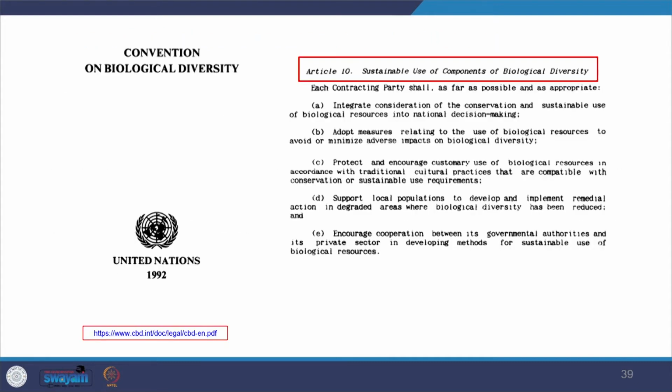It emphasizes that it's important that it is protected and conserved for the sake of sustainable development. Similarly, you see Article 10, which again emphasizes the need to protect and encourage the customary use of biological resources as per traditional cultural practices. And then it also emphasizes the equitable and fair sharing of all this knowledge and these resources.